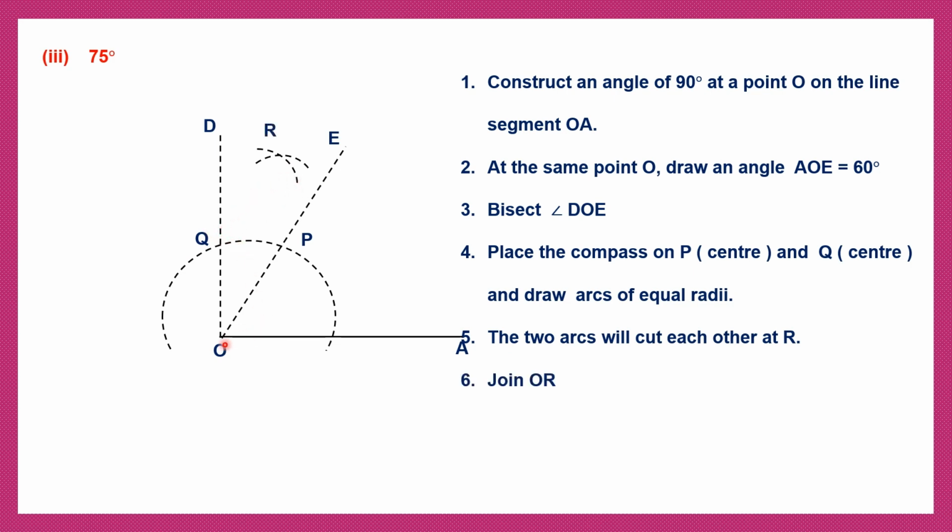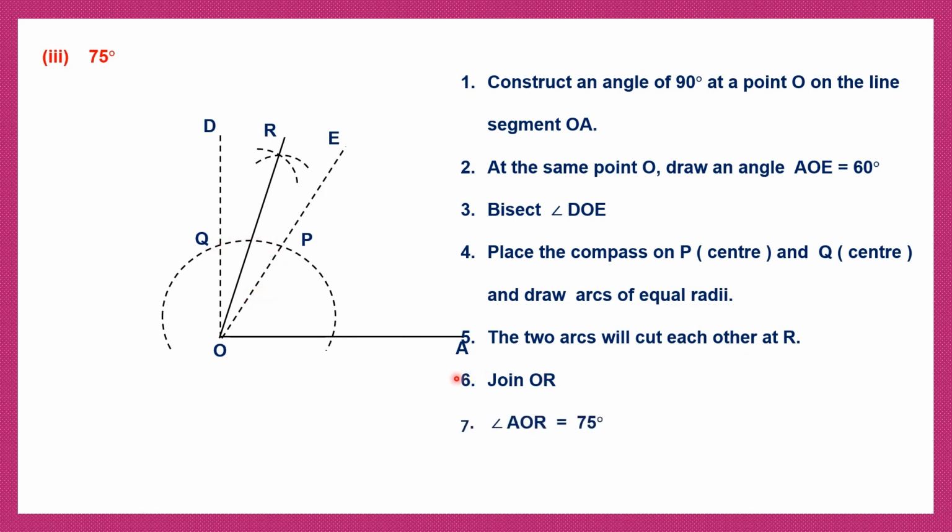Now join OR. O and R, join it. So when you join, you have this angle now. So here we have AOR. This part is 60 degrees, this part is 15. 60 plus 15 is 75. Or you can say 90 minus 15 is 75.